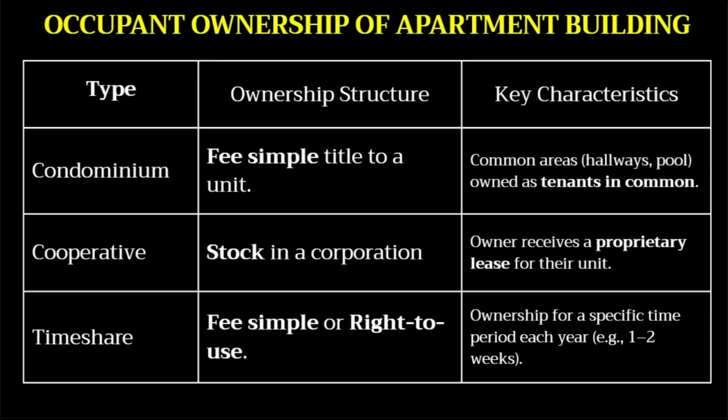So, when we look at how people own units in multifamily buildings, there are three main types. First, we have the condominium. Here you have fee simple title to your specific unit, while the common areas like the pool or hallways are owned collectively as tenants in common.